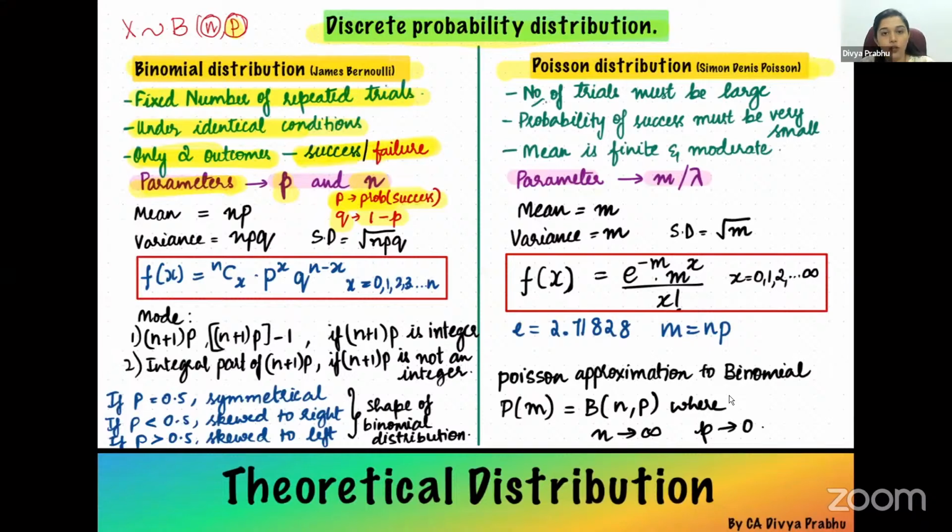P is equal to the probability of success. Q is equal to 1 minus P, that is the probability of failure. But we just need two parameters, that is N and P. N stands for number of trials. P stands for probability of success. Because it has exactly two parameters, we call it a biparametric distribution. This is known as biparametric because it has two parameters.